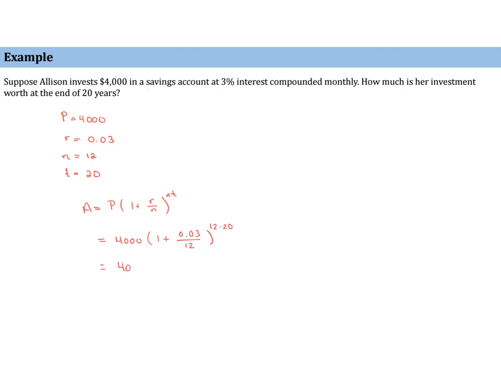So again, I would simplify that exponent. And then in my calculator, we'll type in 4,000 times parenthesis 1 plus 0.03 divided by 12, close parenthesis, caret 240. So what does this give us? You should get $7,283.02 after we round.